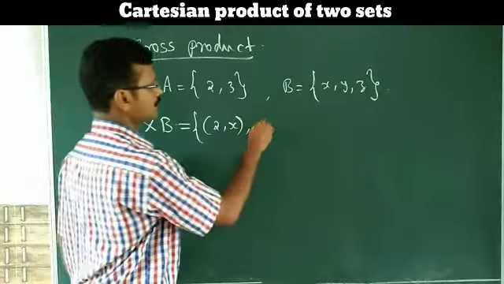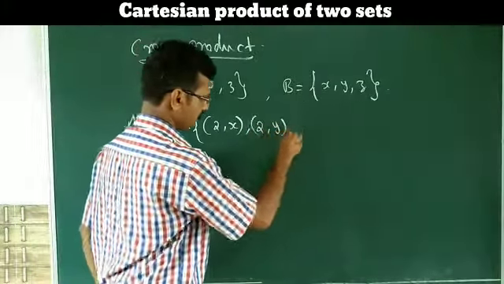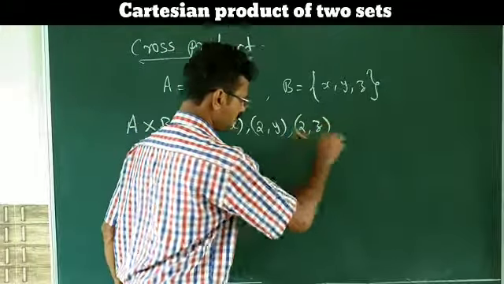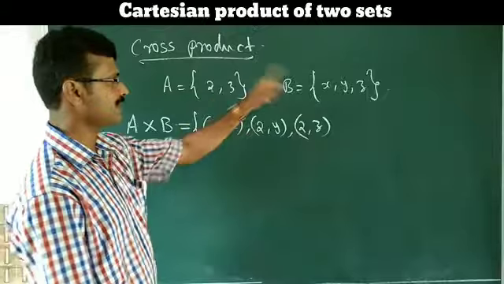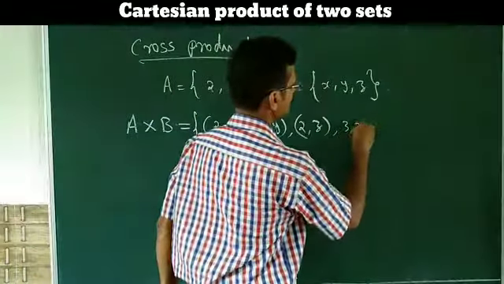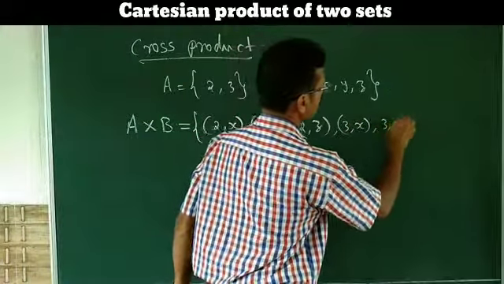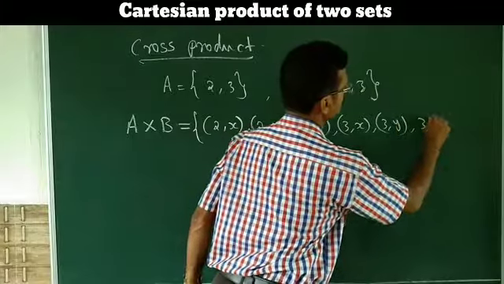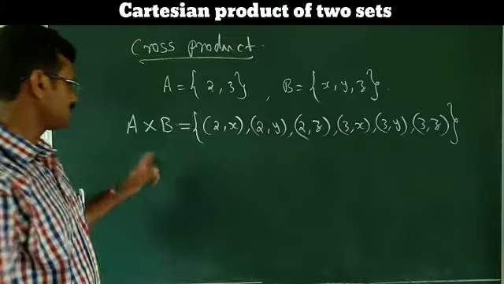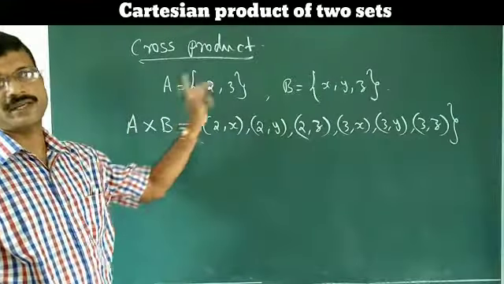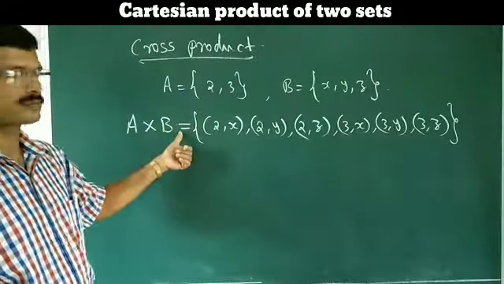2x first with the 2, then 2y, 2z. All combination with the 2 I have to do. With the 2 it is over. Now with the 3 I will do it: 3x, 3y, 3z. This is the cross product between the sets A and B, that is A cross B.